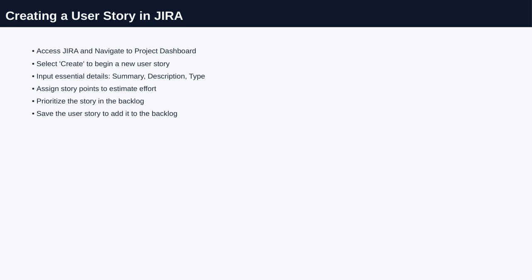Next, assign story points to help estimate the effort required for the task, which is crucial for planning your sprints effectively. Once that's done, prioritize the story by placing it appropriately in the backlog according to its importance and urgency. Finally, save the user story, and it will be added to your backlog, ready to be picked up in upcoming sprints. This process helps keep your project organized and ensures everyone on the team understands what needs to be done.